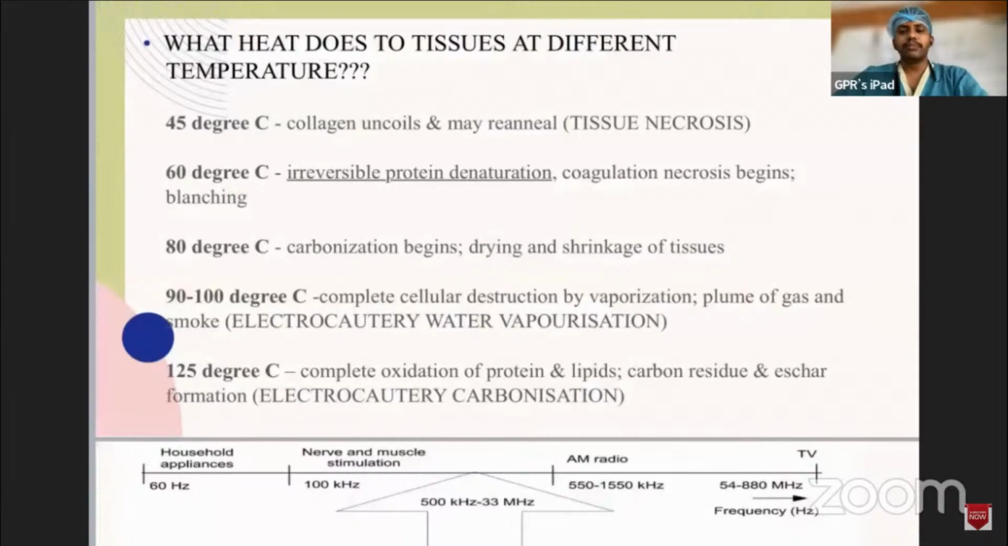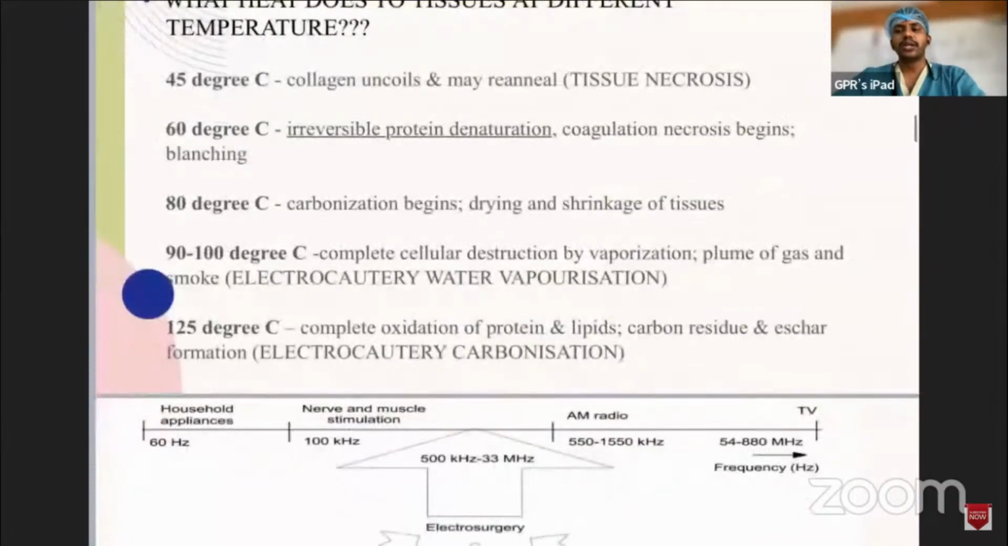And when the tissue has been burnt or cauterized over 125 degrees centigrade, this causes complete oxidation of the proteins and lipids and carbon residue, and complete eschar formation happens. Furthermore, any further usage of the electrocautery unit over that site will not transmit the energy, because the eschar forms a sealing layer between the normal tissue and the exposed tissue.